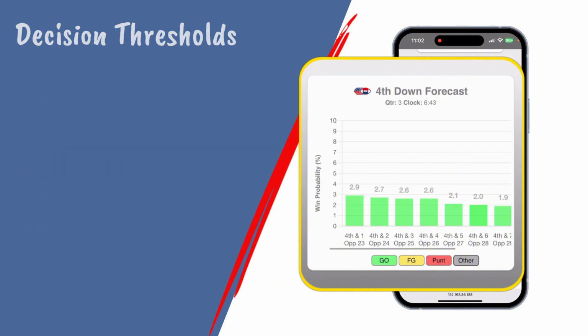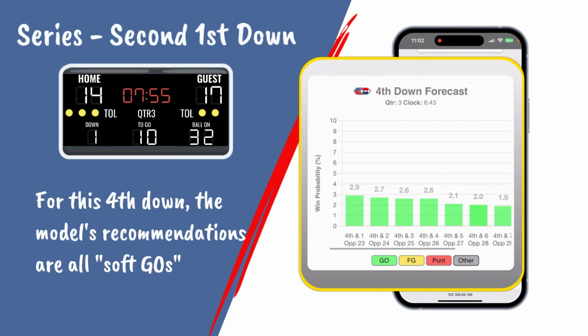So, with these explanations out of the way, to summarize this second sequence of the series, on first down, we know that if we end up facing 4th down in this sequence, because all the bars are green, going for it is the recommended decision. But because all the bar values are below our decision threshold of 5%, we also know that these are all soft recommendations. So our decision is more flexible, meaning on 4th down, attempting a field goal and punting are also viable options.